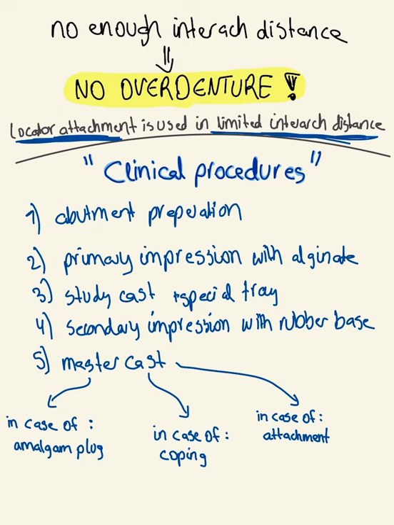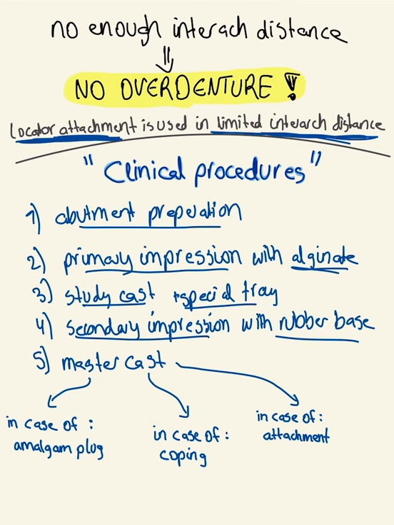The clinical procedures of the abutment. At first, you do the abutment preparation. You look if you do abutment preparation without endo treatment, or with endo treatment. And at first you do the endo treatment, then you do the preparation of the root canal treatment. Okay, it has to be dome shaped, 1 to 2 millimeters thick. Then you do the primary impression with alginate, of course. You do the study cast with special tray, and then the secondary impression with rubber base. You know it, of course, from the practical courses.